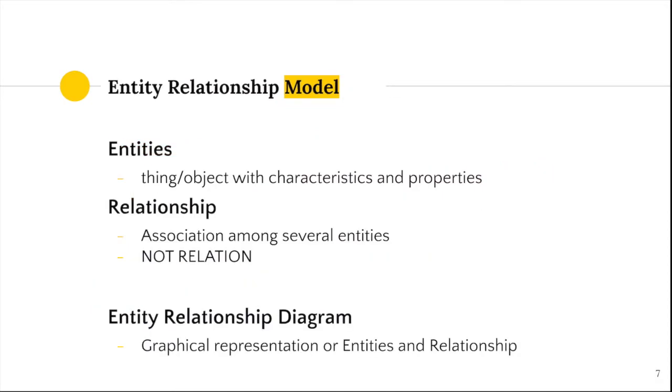Okay. So when we say entity relationship model, you're actually introducing two concepts. The first is the concept of an entity, and the second one is the concept of relationship. When we say entity, it's a thing, an object with specific characteristics or properties. So, a person is an entity. What else? A student is an entity. And then we have association between those objects or between those things. And that particular association is what we call relationship.